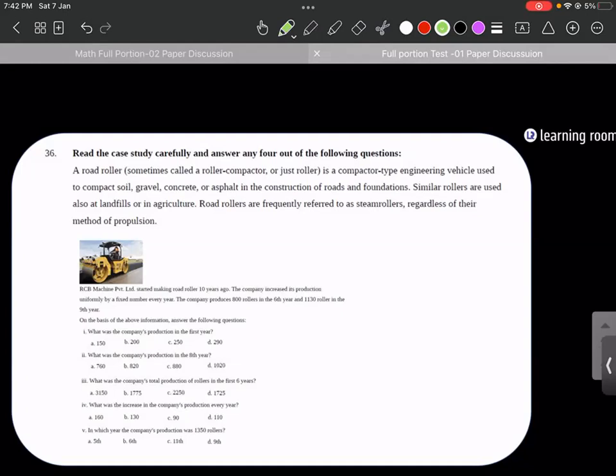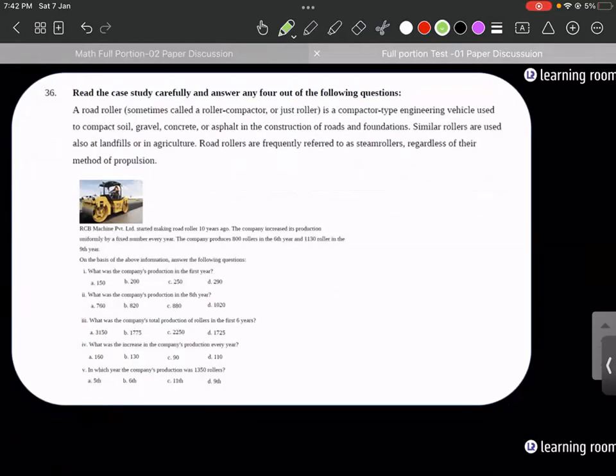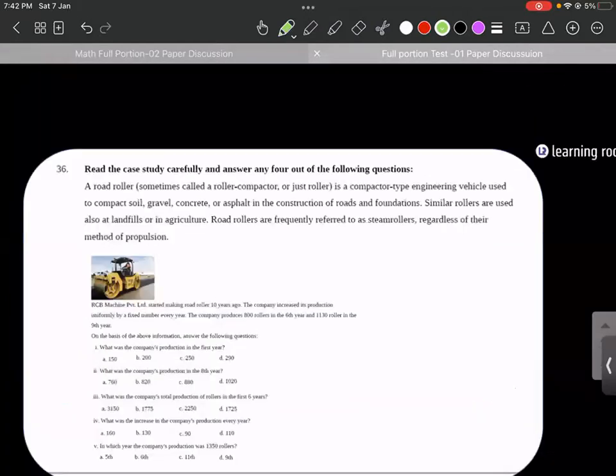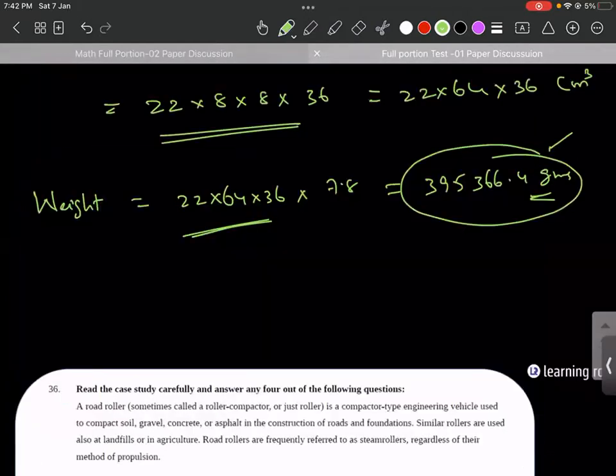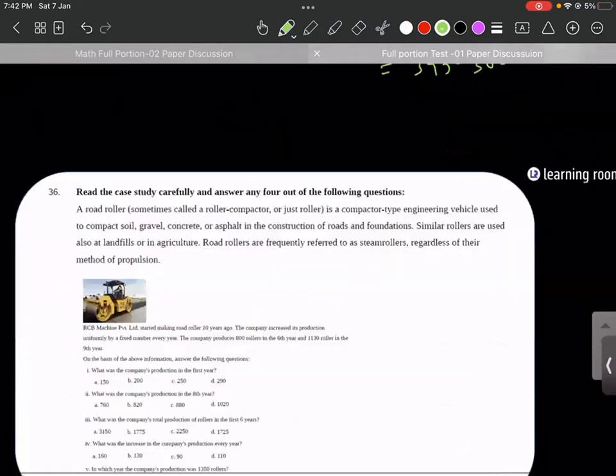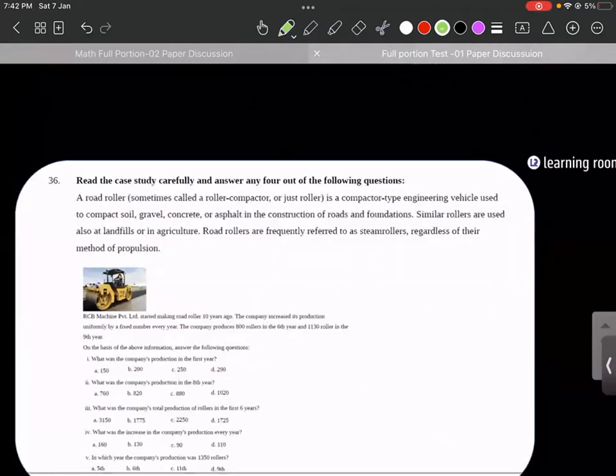So this is just multiply with 1000, you will get 395.3664 kilogram. Both are right. Okay. Next, a road roller, sometimes called a roller compactor or just roller, is a compactor.